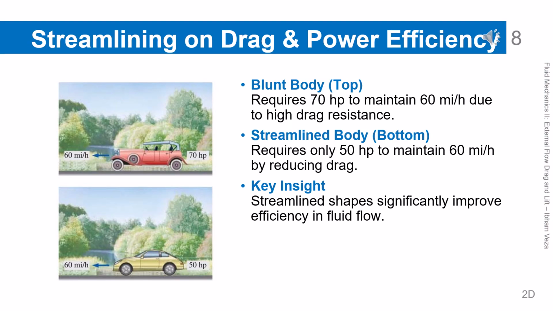Impact of streamlining on drag and power efficiency. This comparison shows that the shape of an object strongly affects the power required to move in a fluid. A blunt body needs much more power because it produces high drag. A streamlined body reduces flow separation and the size of the wake behind it. As a result, the drag force is reduced and the required power becomes smaller. This explains why aerodynamic design is so important in modern vehicles.